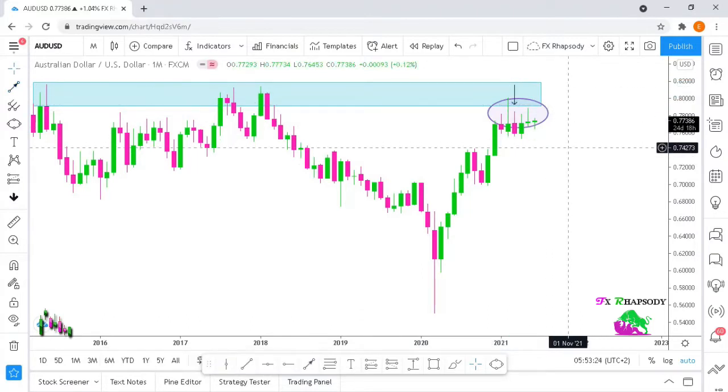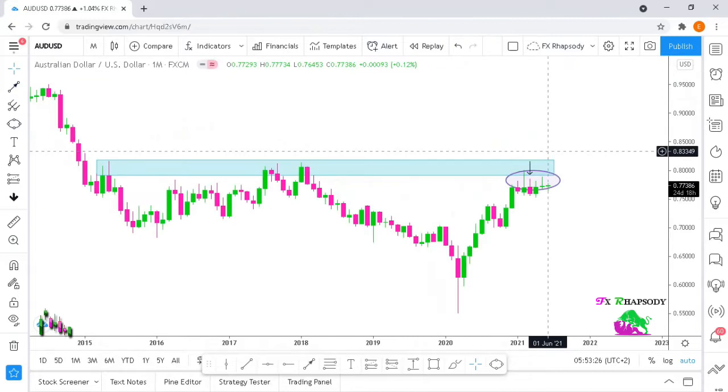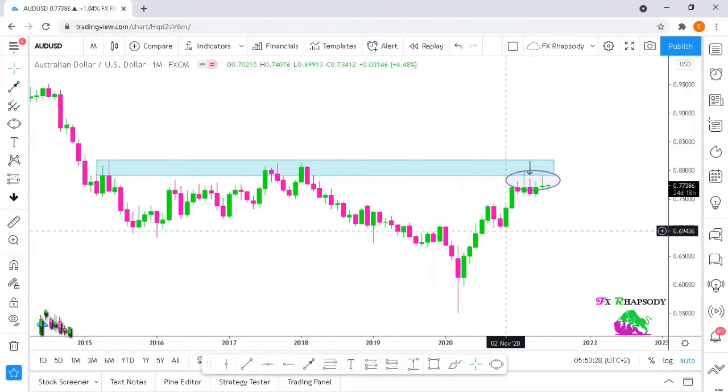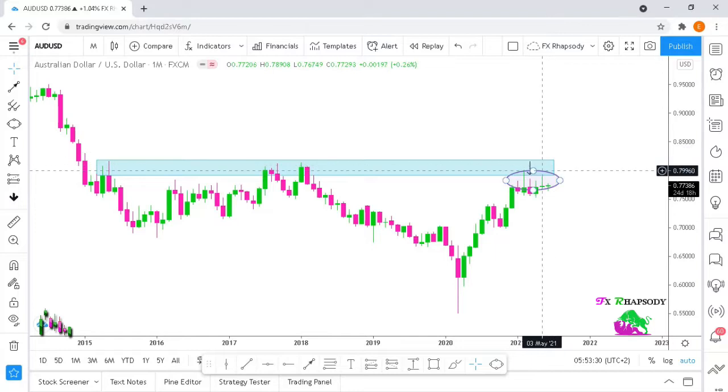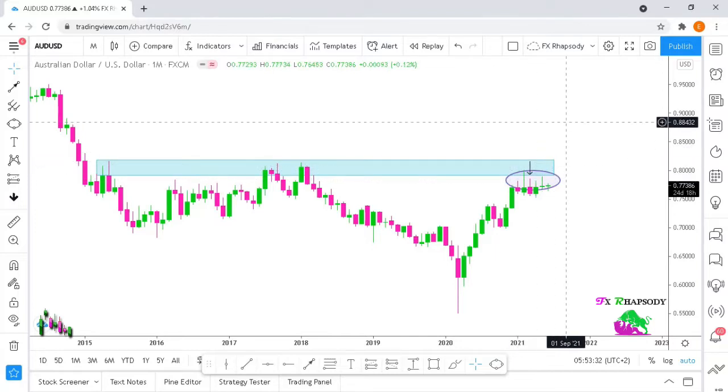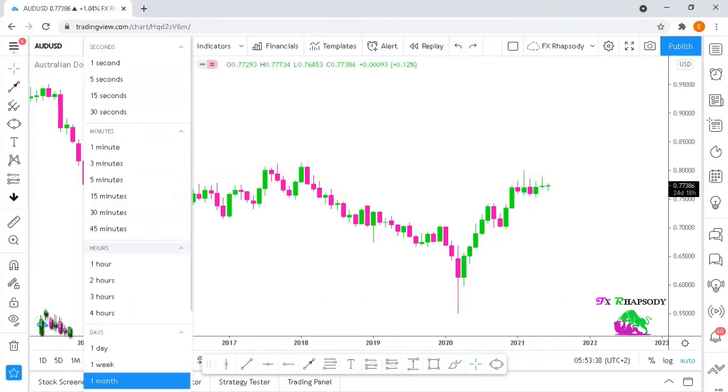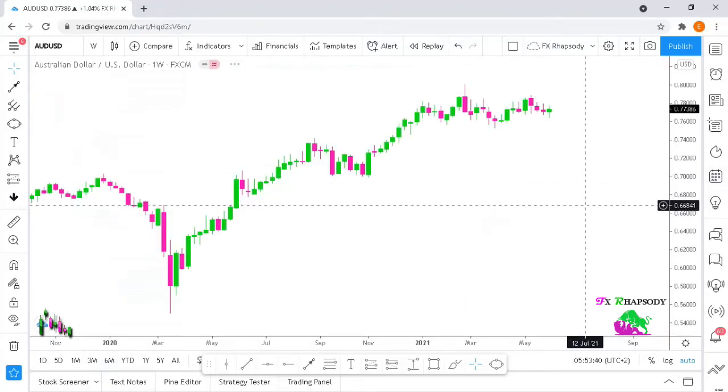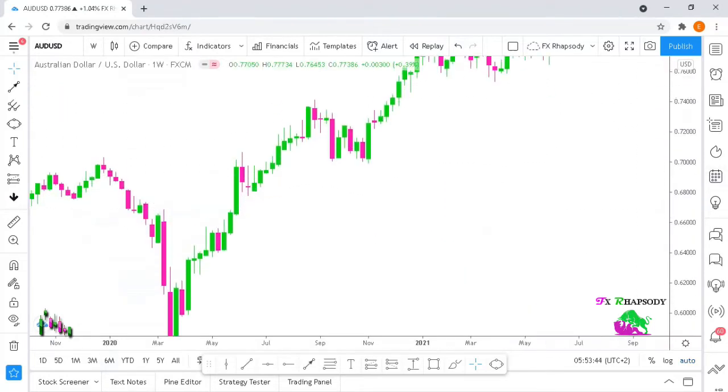So will the Aussie dollar strengthen enough to break through this supply zone and carry on up? That we need to see. So when do we enter? How do we know when to enter that buy or sell position?